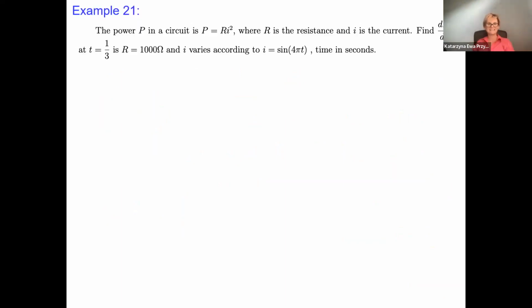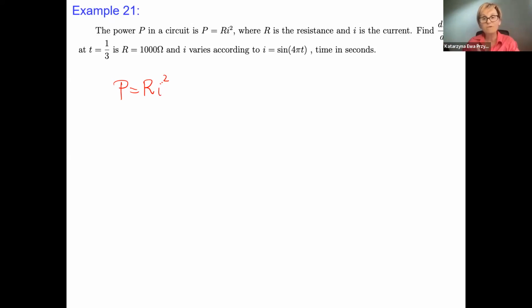Let's do this one as a last one. The power P in the circuit is defined. We have the formula: the power is defined as R times I squared, where R is the resistance and I is the current.